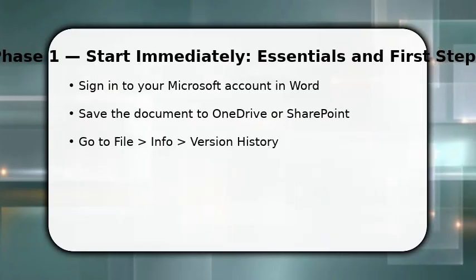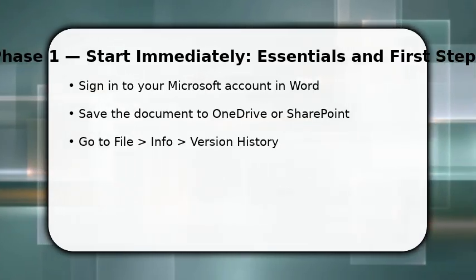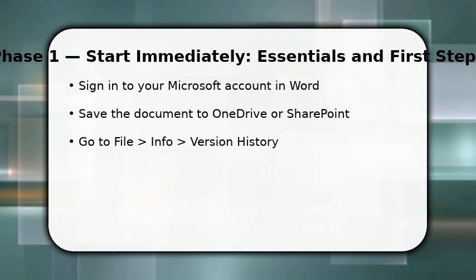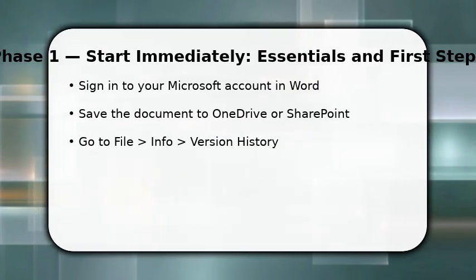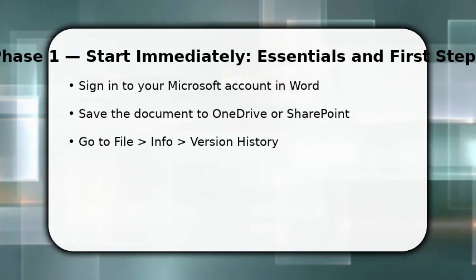You start by confirming requirements. You are signed into Microsoft and the file is saved to OneDrive or SharePoint. Now, open the document in Word, then choose File and Info. Once there, click Version History to load prior saves.